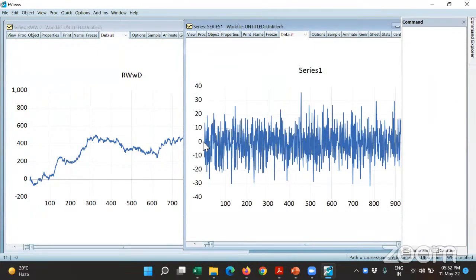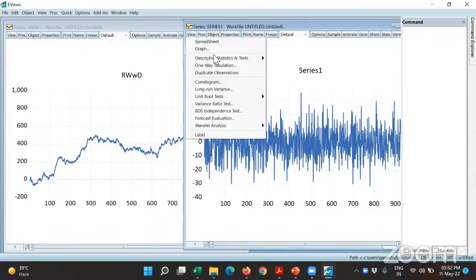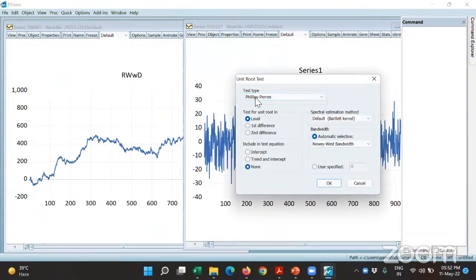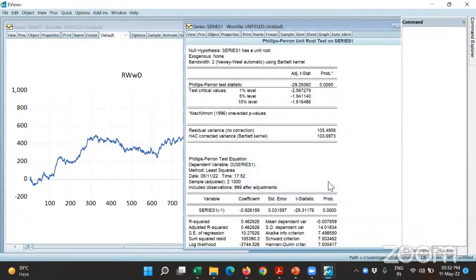So there should not be any intercept in the equation either. The correct testing procedure for this kind of series would have been choosing the option which is none. So I select none, and I'm going for the Phillips-Perron test itself. I should be using this for my reporting purposes, whether my series is a stationary or a non-stationary series. So it doesn't have any intercept value.